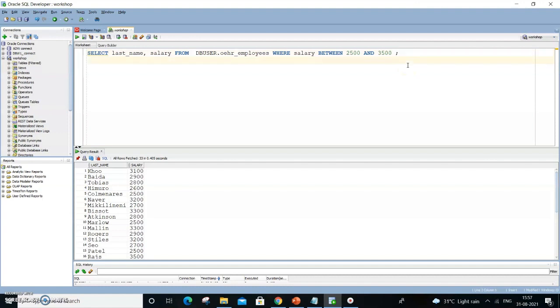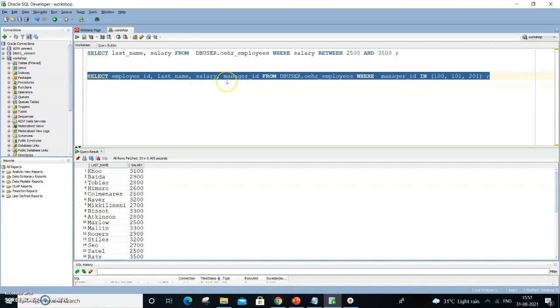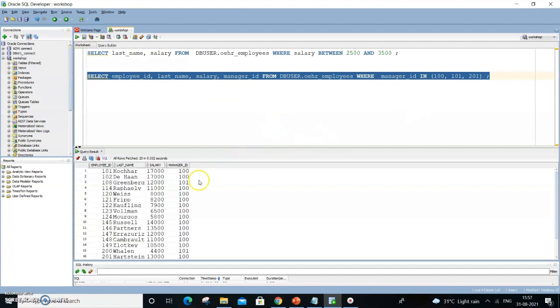The next one is the IN operator. A manager can have multiple employees. So in that case, whoever the manager ID is 100, 101 and 201. If you look at 100, for a single manager you have multiple employees, and that's what it has retrieved. Similarly, you'll find 101 and 201 as well. You don't find any other employee whose manager ID is different. If it is only falling in 100, 101 and 201, then it retrieves that specific value.